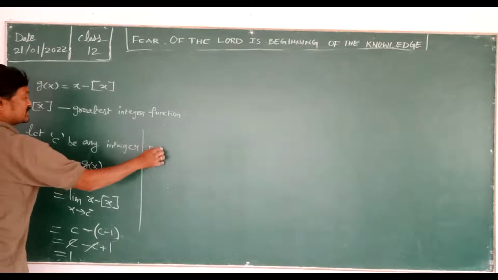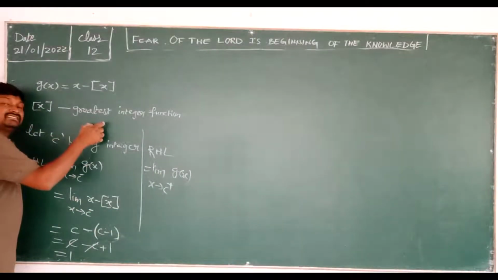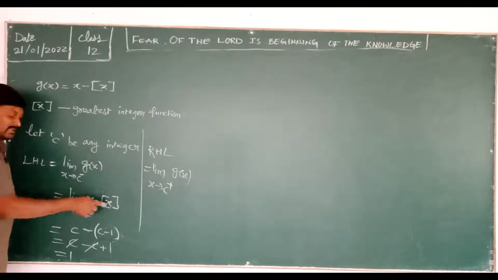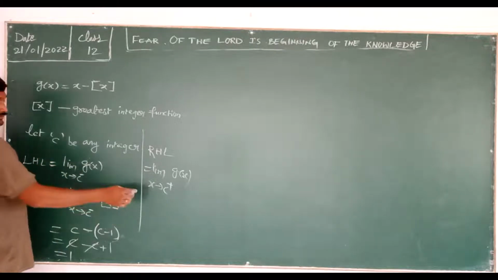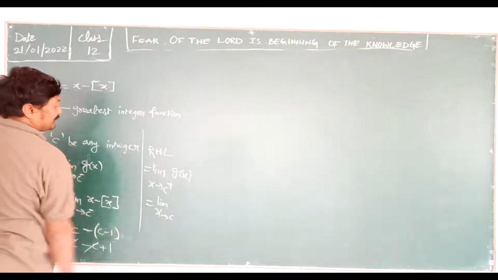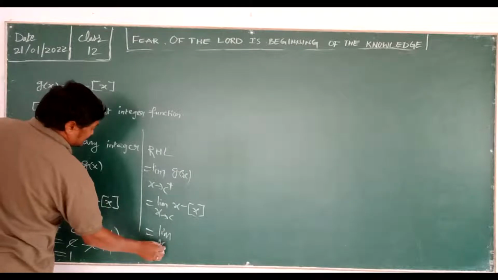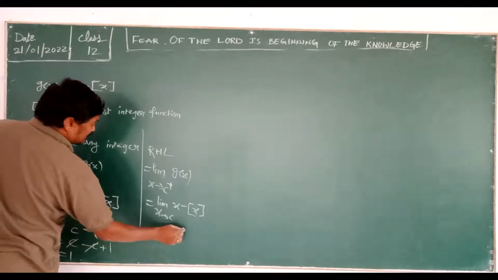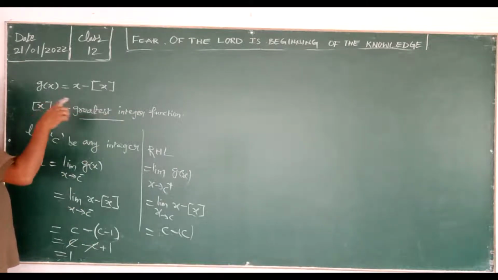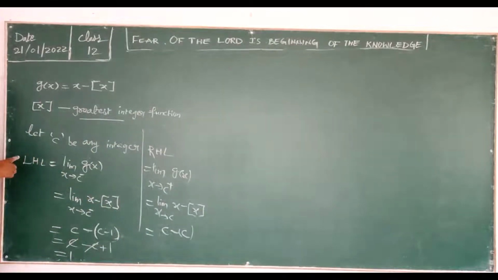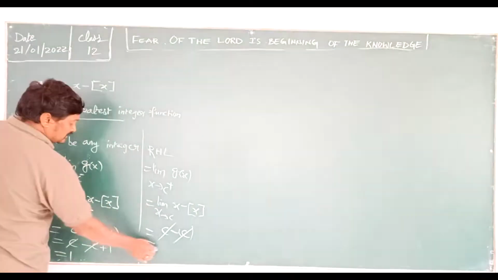Similarly, the right hand limit is limit x tends to c plus of g of x. Remember, whenever the greatest integer function is given and it is negative, wherever x is there you write c minus 1. When it is positive, you write c only. So g of x is x minus greatest integer function of x. So the limit becomes c minus the greatest integer of c, which is c only. Now c minus c gets cancelled. You get the answer as 0.